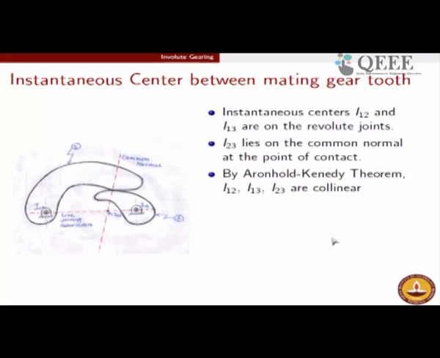Again, this is a result which comes from your basic discussions in mechanisms. So, please look back at this Aronhold-Kennedy theorem and the proof of it, but the essential result is the following. The Aronhold-Kennedy theorem states that when you are talking about the relative instantaneous centers between three bodies, then all these three relative instantaneous centers have got to be collinear.